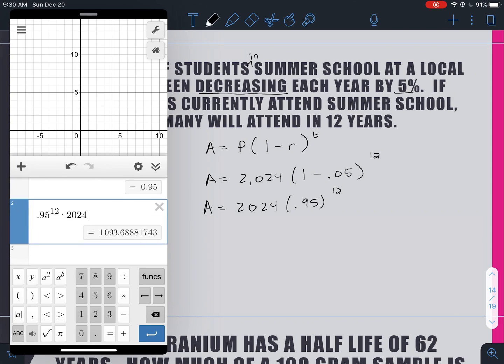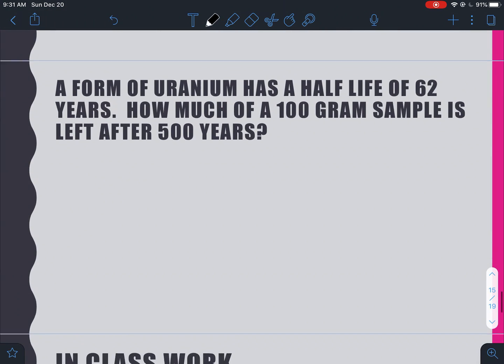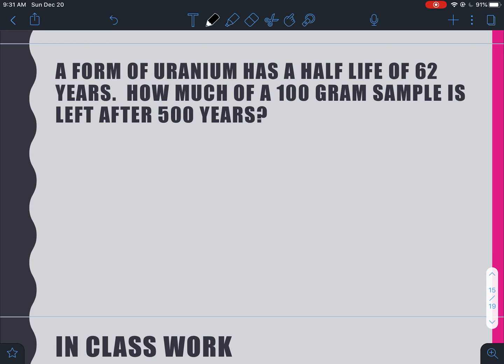So 0.95 raised to the 12th power, and then times 2024. And then in 12 years, they should expect to have about 1,093.94 if you round up. So we'll say 1,093 students should be enrolled in the program in 12 years.